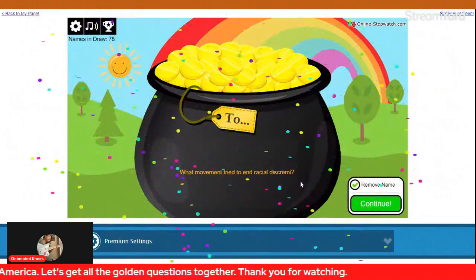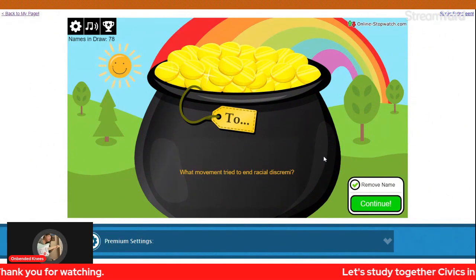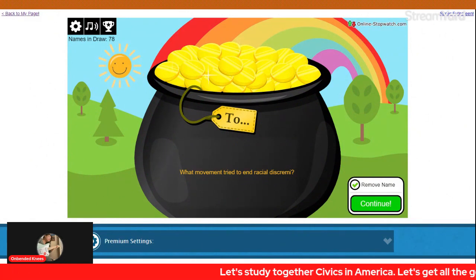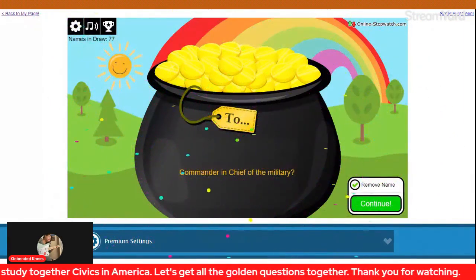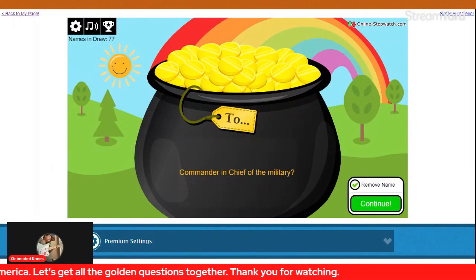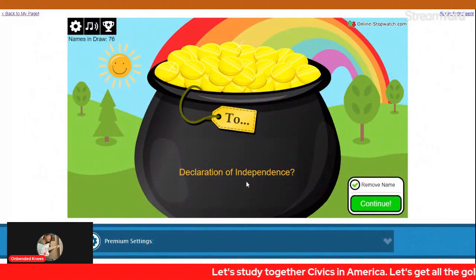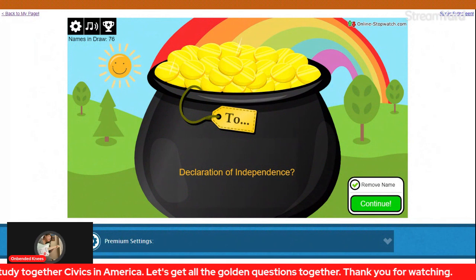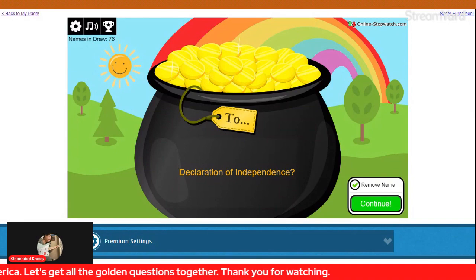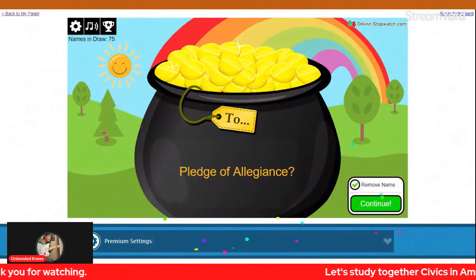Next, racial discrimination. Civil rights movement. Next. Number 77. Who is the commander-in-chief of the military? Commander-in-chief, the president. Declaration of Independence, July 4, 1776. The Constitution was written 1787. So after 10 years.